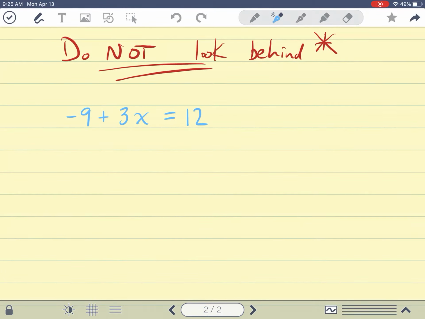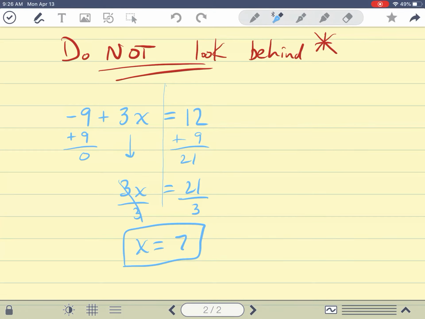So when you're looking at this example, draw our balance line there. I'm going to add 9. This is not as bad as it can be sometimes, and I'll show you another example. So you're adding 9, gives me a 0. You add 9 over here, gives me 21. Bring this down, 3x equals 21, divide by 3. X is equal to 7. That is one example.